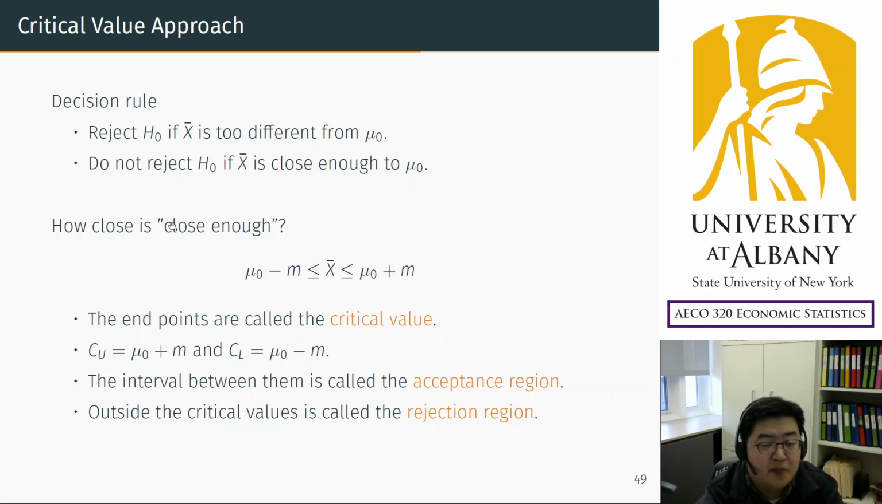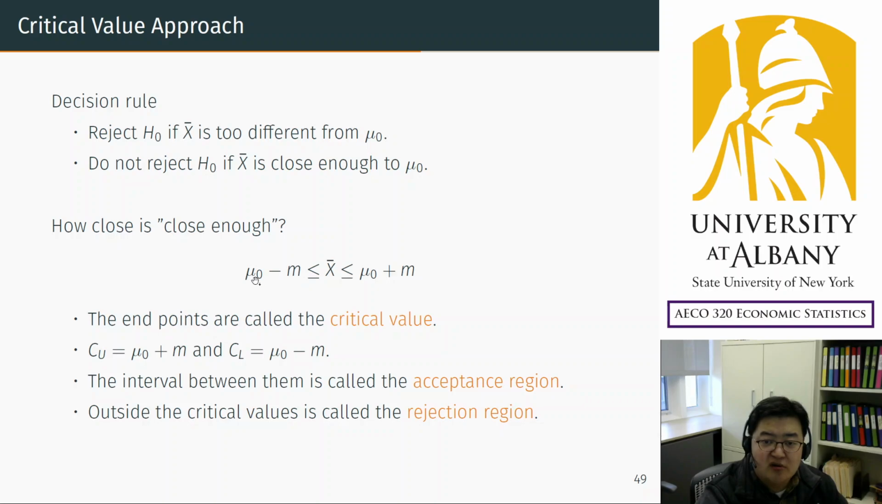Now, the approach is slightly different from the earlier two approaches. We are going to put the decision rule this way. We are going to reject the null hypothesis if the observation is too much different from your hypothesis, right? Very natural. Then we have to define how different is too different, and how close is close enough. And we are going to define that as these critical values.